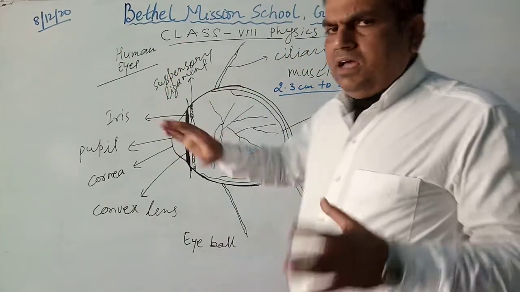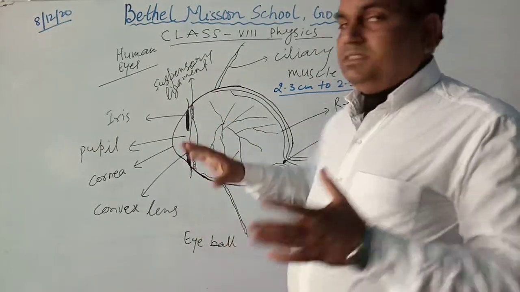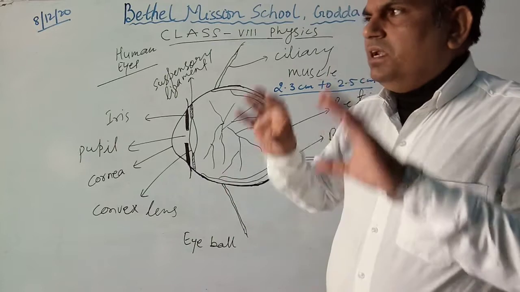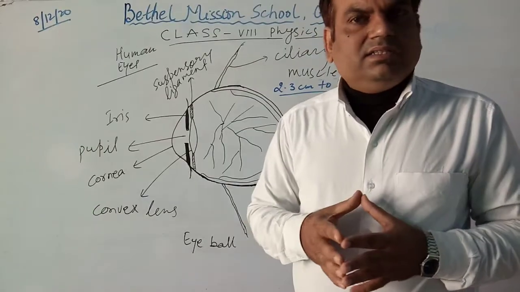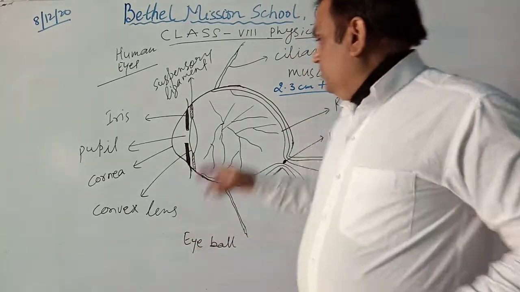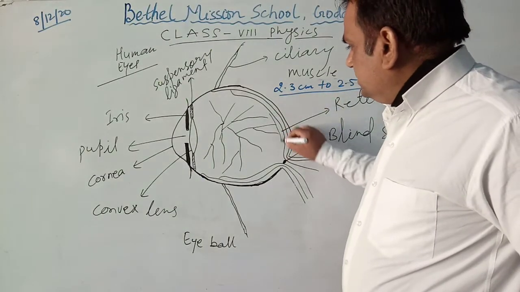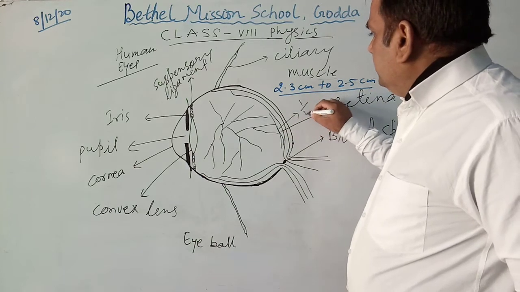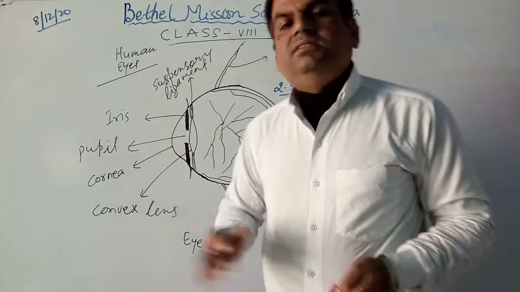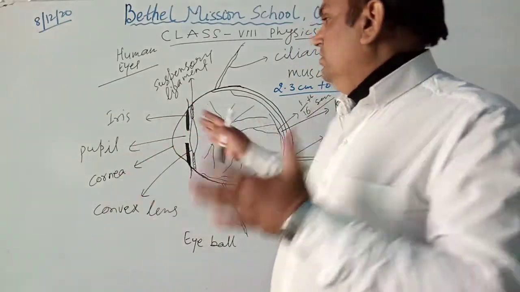There are some terms related to the eyes. First is persistence of vision. What is persistence of vision? Whatever we see around us, the image forms on the retina, and this image lasts only 1/16 of a second, and after this the image disappears. This is persistence of vision.